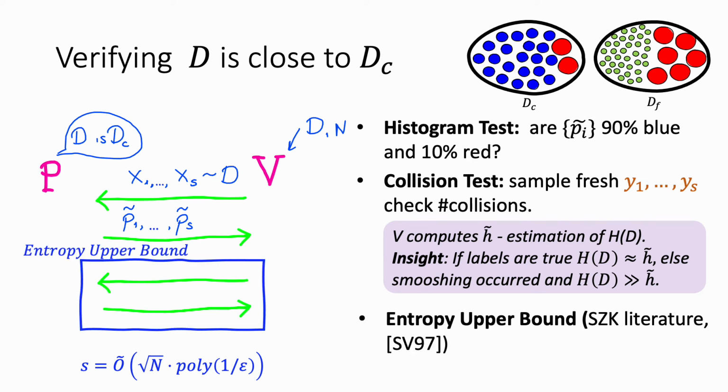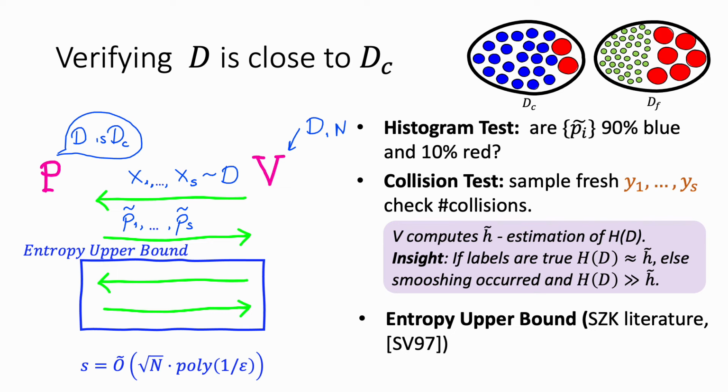This is achieved by an entropy upper-bound protocol taken from the statistical zero-knowledge literature. This provides us with exactly what we need, a protocol with small sample complexity and small communication complexity, where the verifier accepts if the entropy is bounded from above by some value and rejects otherwise. We are done. We have shown how to distinguish between these two families of distributions while using only square root n samples instead of the n to the 2/3 required for testing.